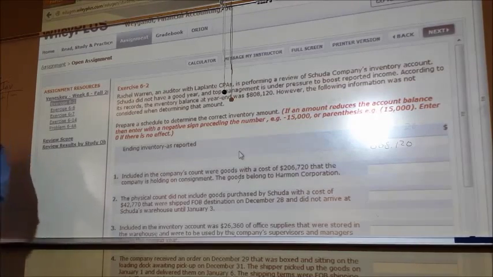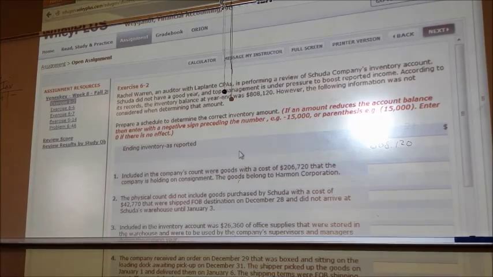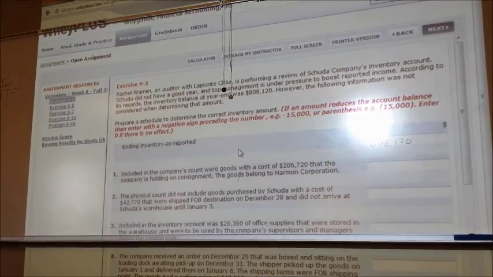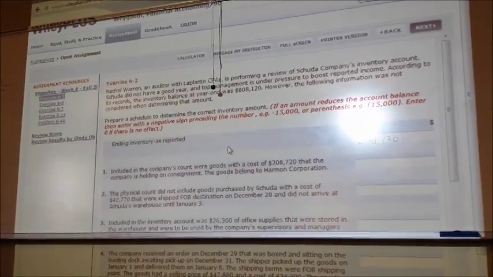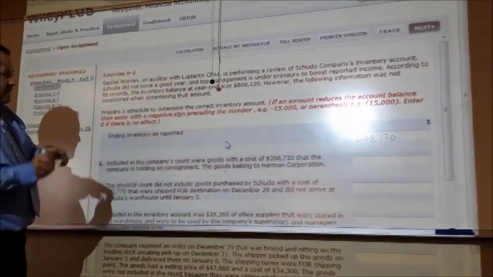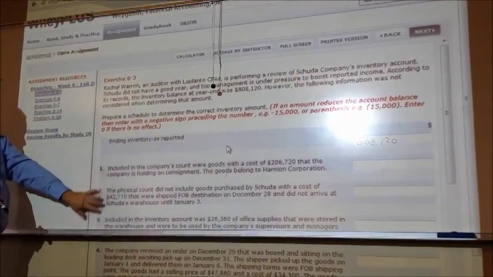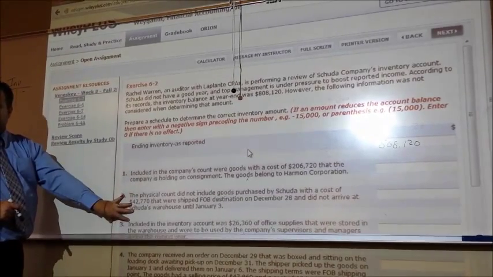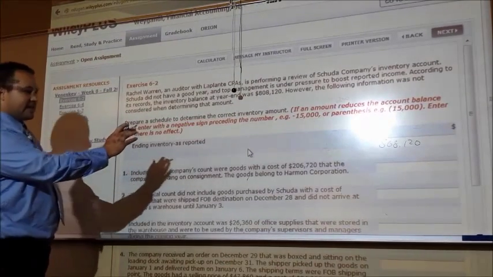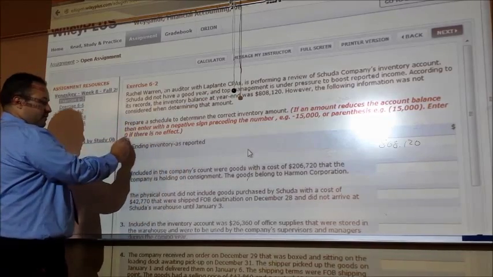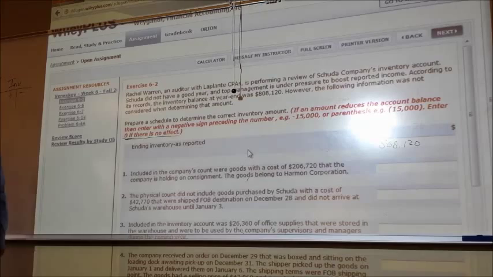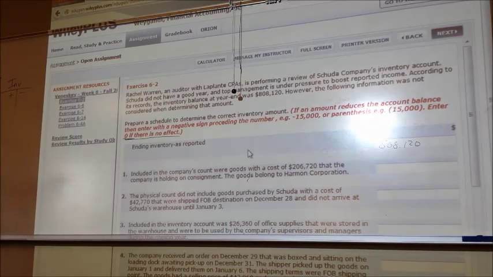Now I'm going to go through number one here, and then number 5, the two that I want to look at. Notice that this company did usually some stuff wrong, but not every one of these is necessarily wrong. And it tells you that here. It says enter 0 if there's no effect. Basically, if the company did it right, if you read through it and it looks like they did it right, then just put 0 in that box. But if they did it wrong, then we have to adjust. So let's look at that first one.